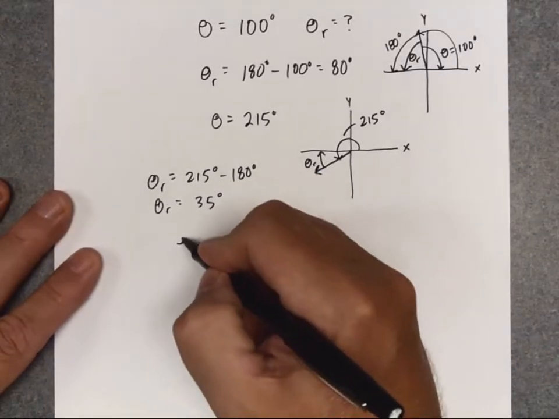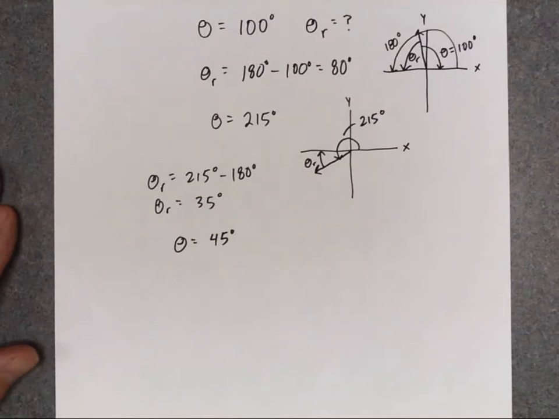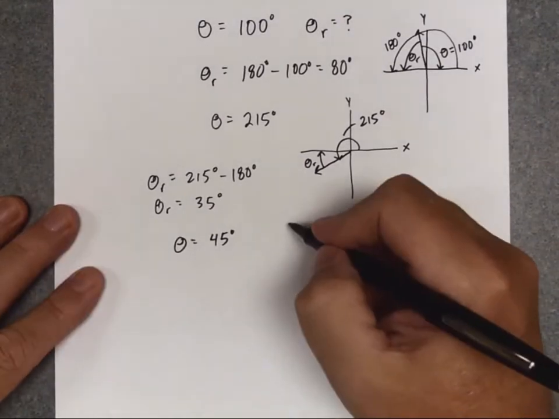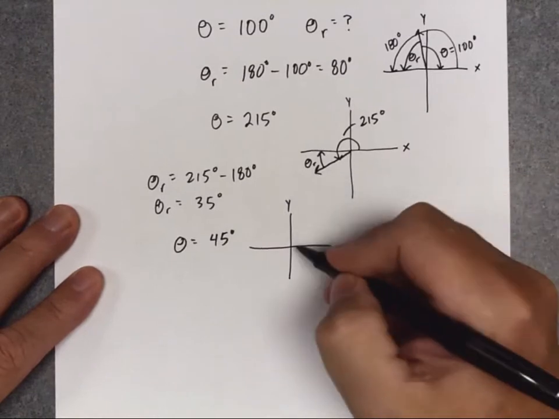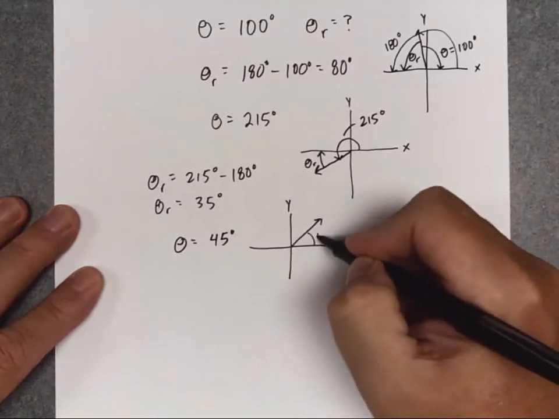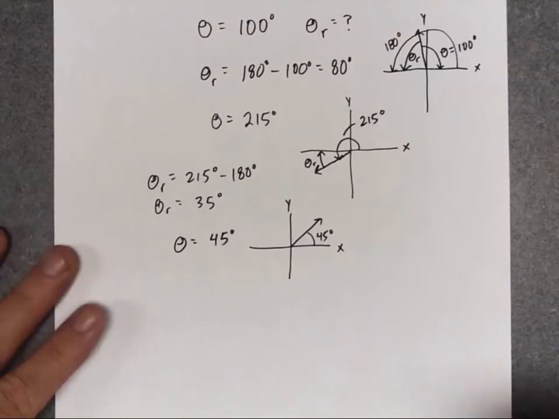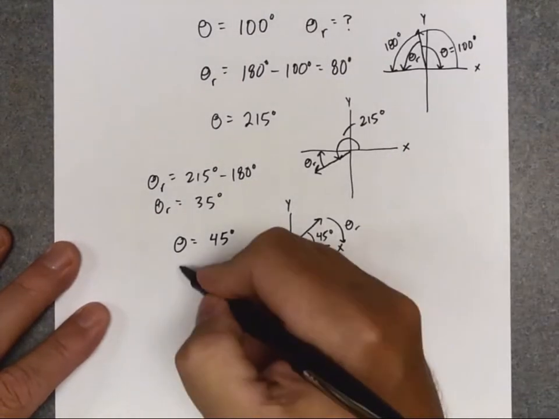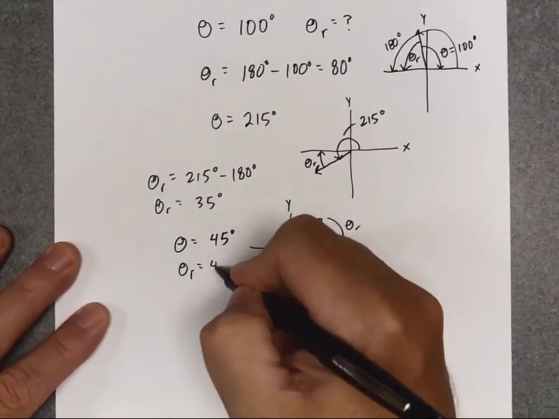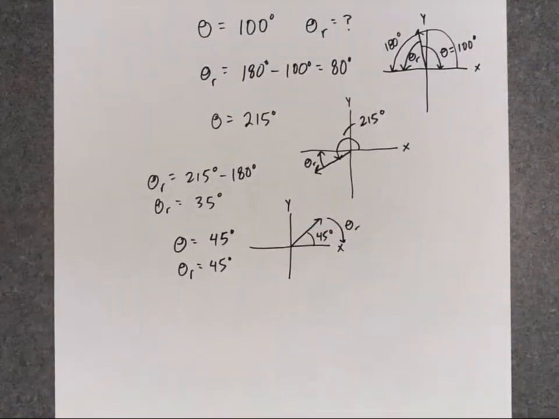How about if I had an angle of 45 degrees. Well, here's a case where the reference angle is going to be the same as the original angle. And that's going to happen if your angle's in the first quadrant.